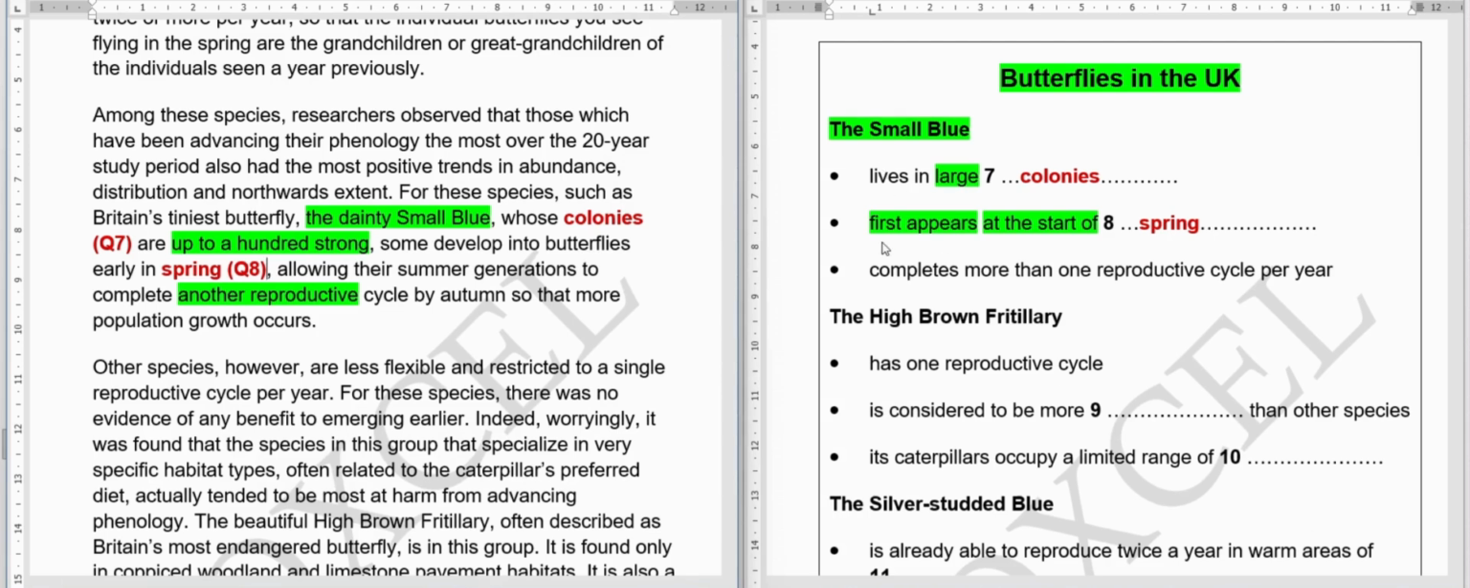Because they are saying "first appears", so they are written early in spring. The first cycle is in spring, and the second cycle is in autumn. But we are talking about the first, not the second one. "Another" here is another way to say the second one.